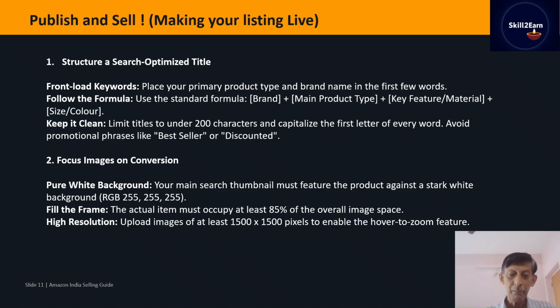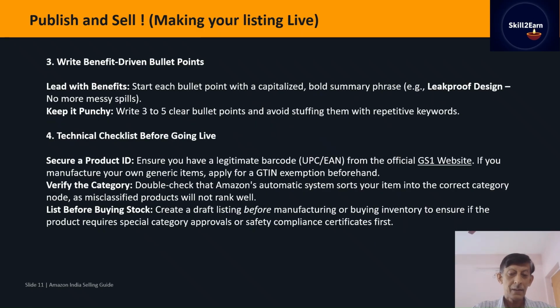A pure white background is always preferred. Proper clear photographs are required from a professional photographer. If your product has a logo, the logo should be visible properly. If the products are packed, on all the packings the logo should be visible. There are proper guidelines on how to show the logo while getting your product approved. So all those things are definitely required to publish. The next step to publish and sell your products is to write benefit driven bullet points.